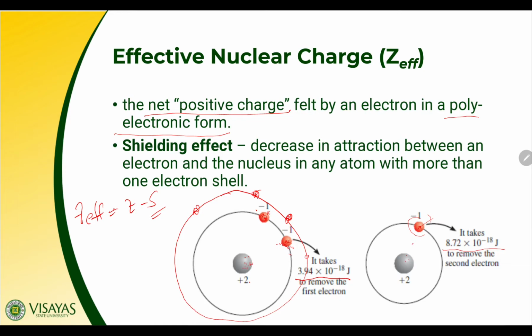Since these electrons are in the first energy level, they are more attracted, because they are closer to the protons, or to the nucleus. So they are more attracted to the nucleus. Because of this, the attraction of the electrons in the second energy level is decreased, because they are farther from the nucleus. So they are effectively shielded by these two core electrons.